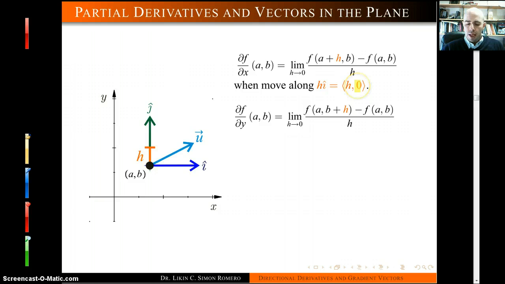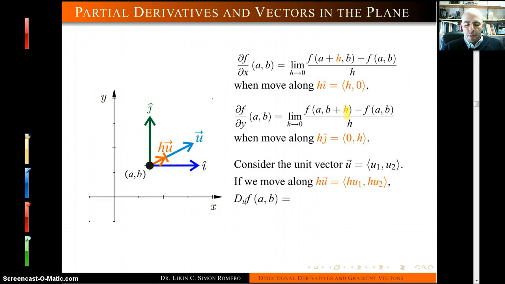Well, we can do the same now in the y direction, using the vector hj. We're moving h in the direction of j, and the thing that we have is we're adding h here and 0 in the x-axis. So when we are moving in the direction of the vector hj, that happens to be 0, h.